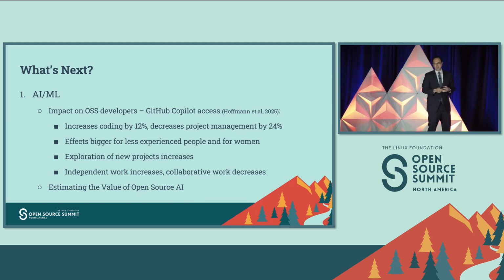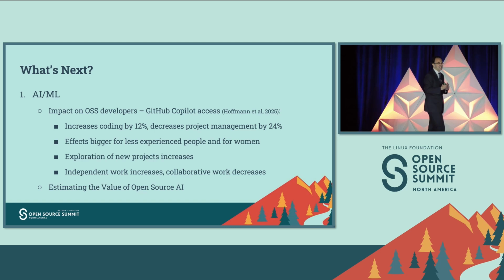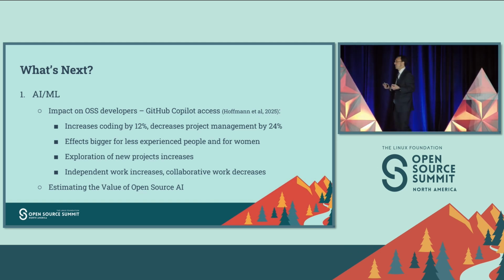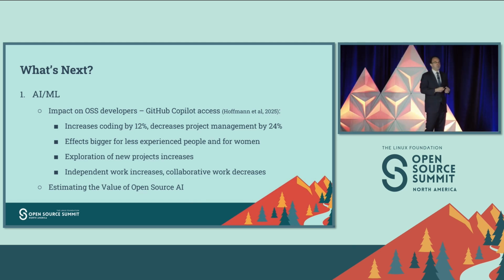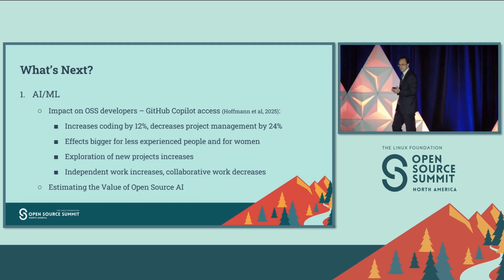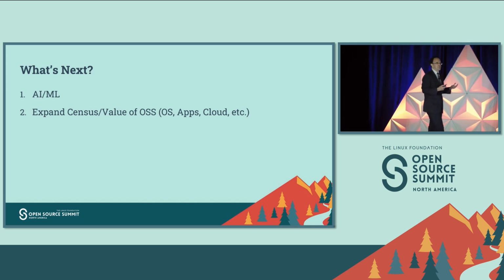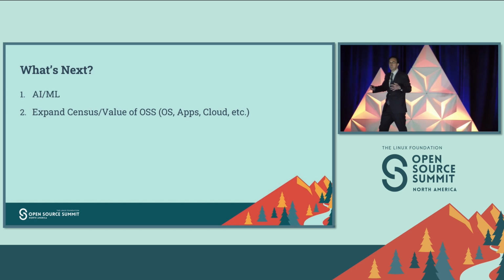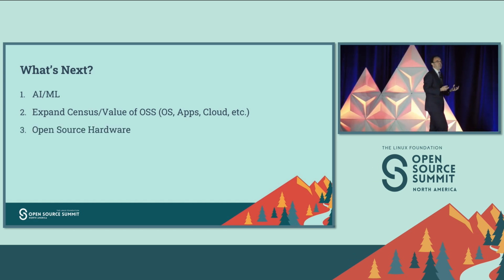And then Jim also mentioned earlier thinking about open source AI. We're doing some work trying to estimate the value of open source AI, and the Linux Foundation research project that Jim mentioned is just the start of that. We're going to be trying to gather more and more data to build on that and really understand, in those same ways we valued open source, how do we think about valuing open source AI. We're also going to expand on the census. In the next version, we're going to try to expand into operating systems, applications, and the cloud, to get a more complete picture of open source software. We're going to think about open source hardware as well.